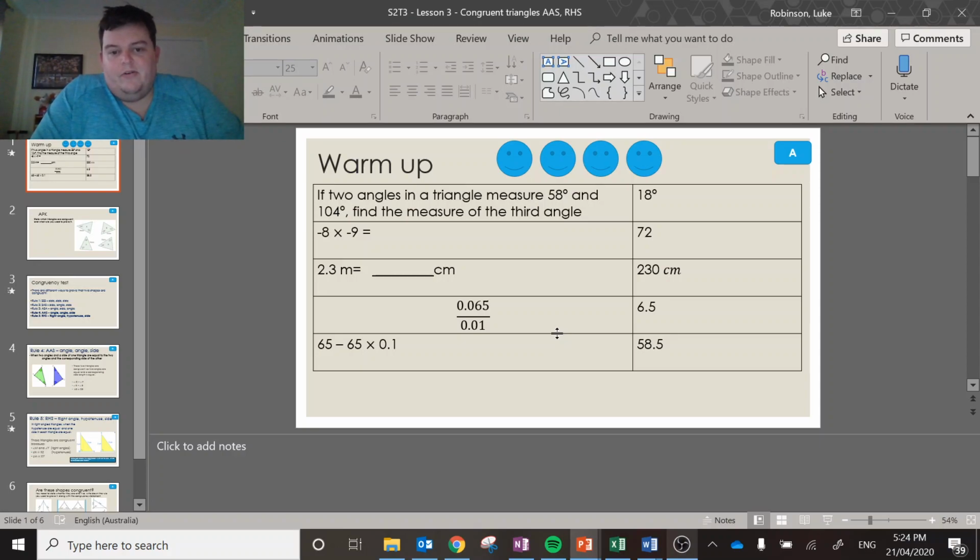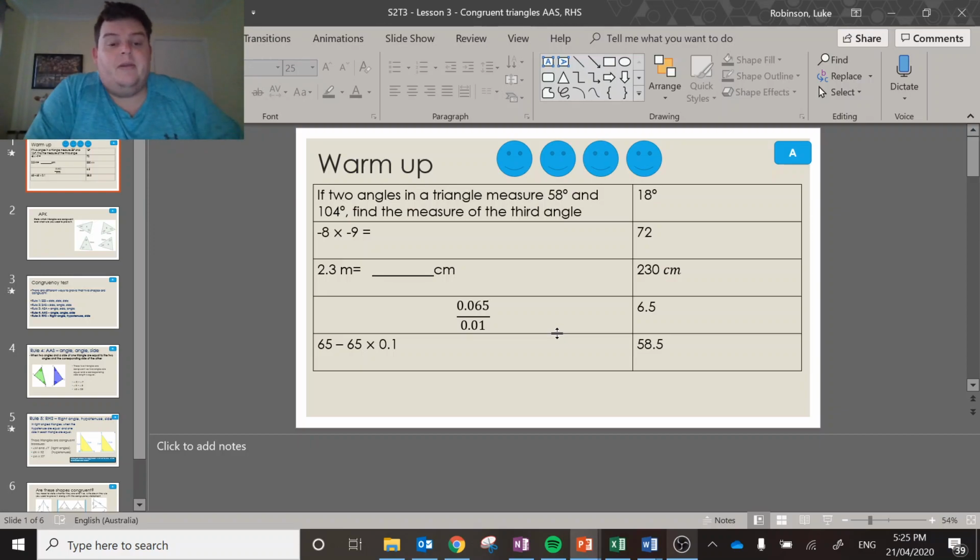0.065 divided by 0.01. Dividing by a decimal actually has almost like an effect where it makes things bigger, like you're multiplying. Essentially, it's 0.065 divided by 1 divided by 100, which is the same as multiplying the top by 100. It's a bit of a confusing mathematical thing, I guess, but that's how it works out.